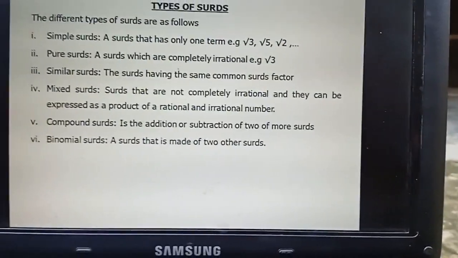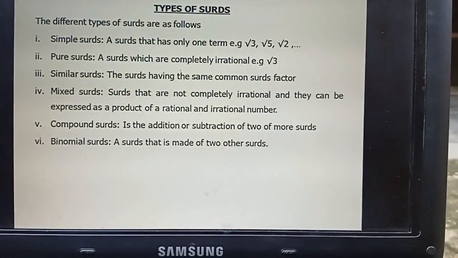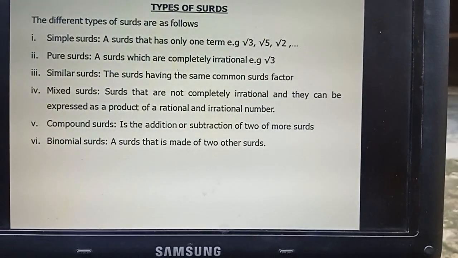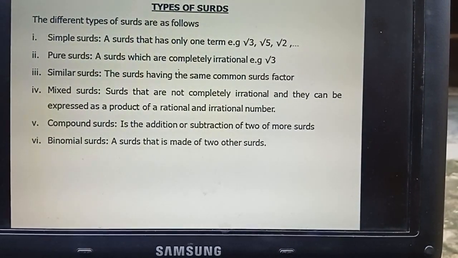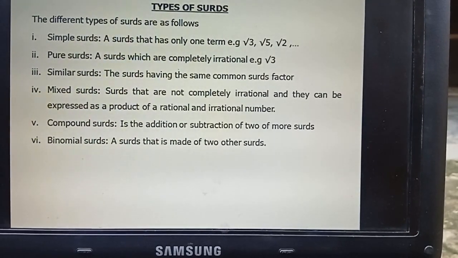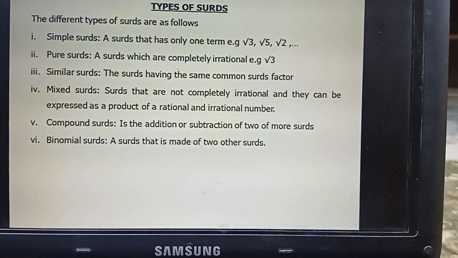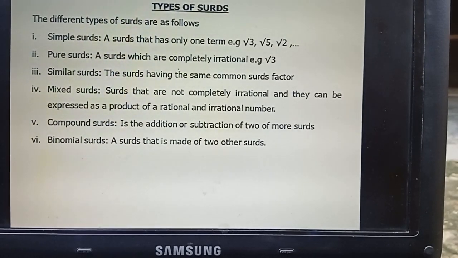So we have types of surds. There are different types of surds, as we have seen here, numbers 1 to 10: simple surd, pure surd, similar surd, mixed surd, compound surd, binomial surd.